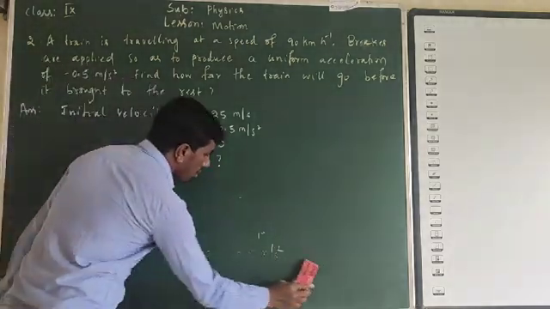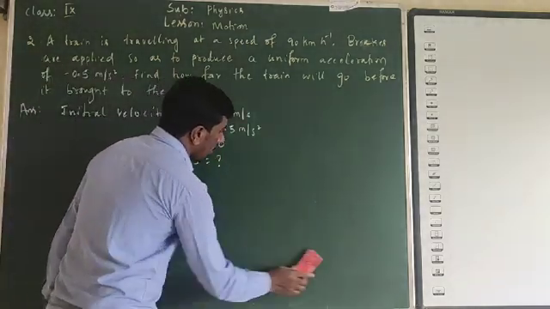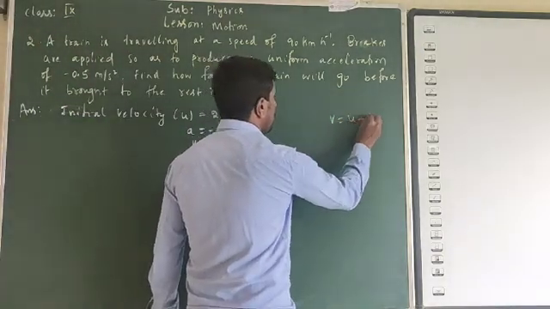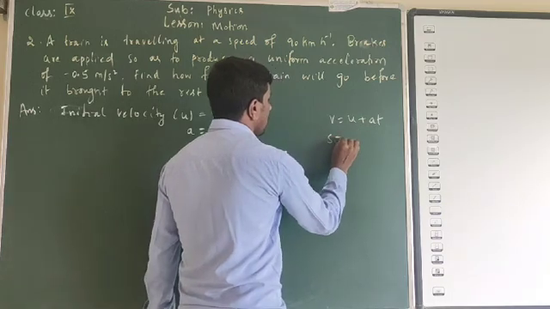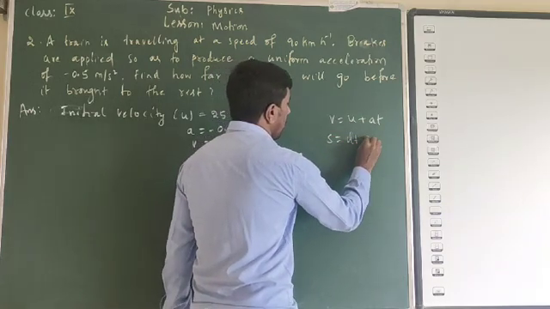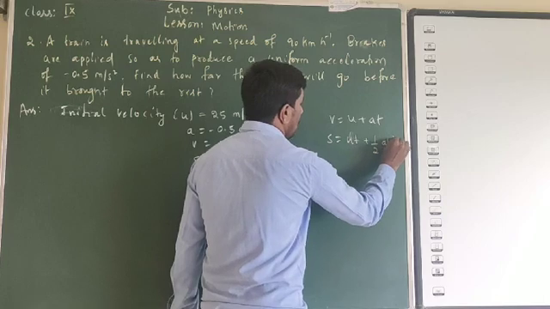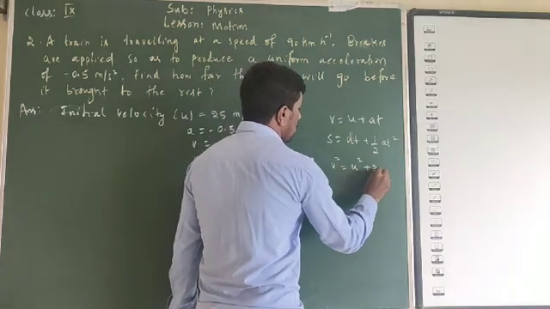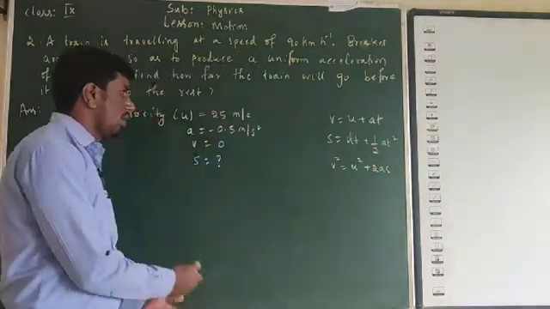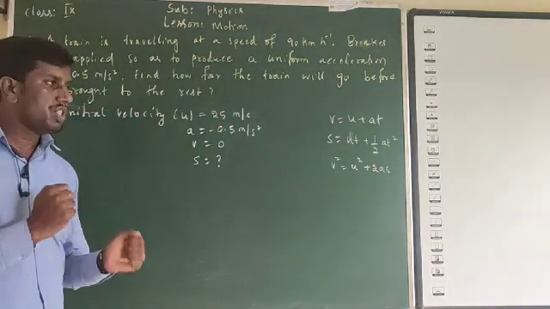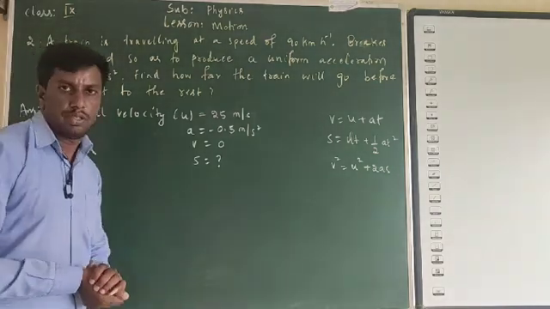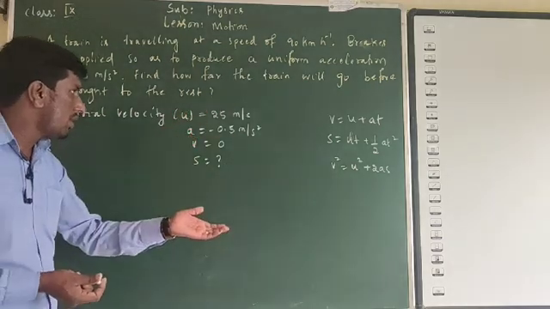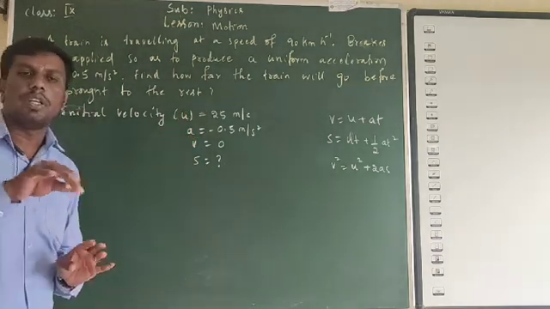Okay. So which equation are we going to use out of these three equations of motion? The first equation is v = u + at. The second equation is s = ut + ½at². The third equation is v² = u² + 2as. Out of these three, which equation do we use to find s? You need to use the equation where the other quantities are known.